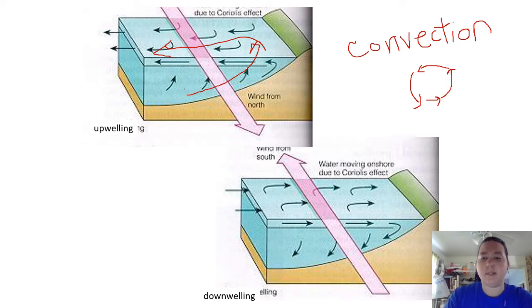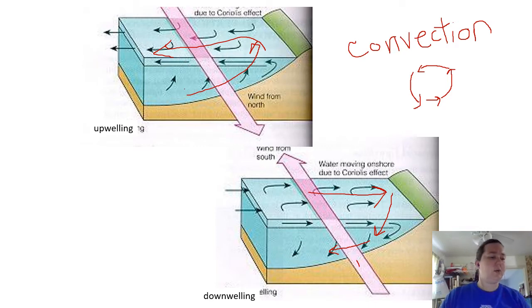Downwelling is the opposite. So we see the pink line of wind, okay? And what that's doing is actually pulling the water in towards the shore, and then coupled with the shoreline and the Coriolis effect, which is the effect of the spinning of the earth, all right, it is pushing that water back down into the bottom of the ocean.